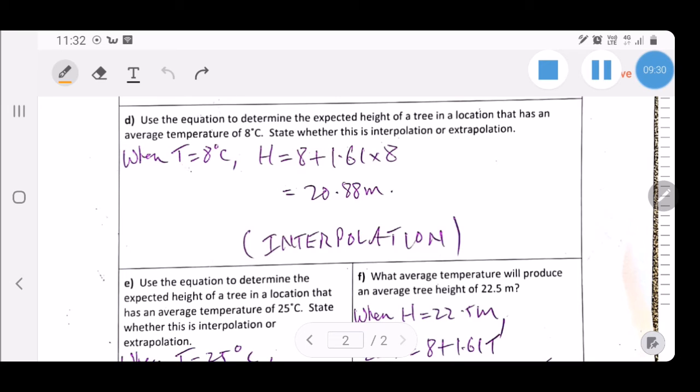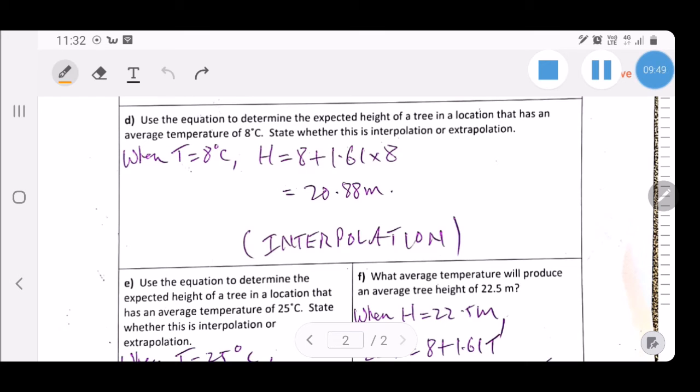Question D. Use the equation to determine the expected height of a tree in a location that has an average temperature of 8 degrees Celsius. State whether this is interpolation or extrapolation. So those are the 2 words that I avoided defining at the beginning. So we're going to dive into those in a moment.